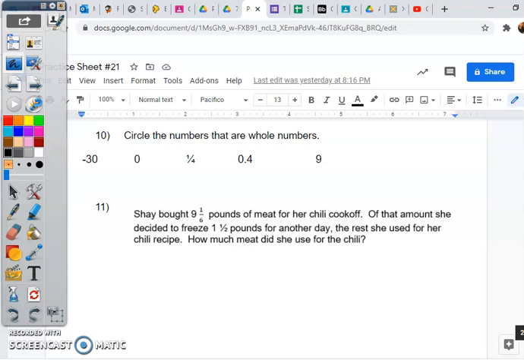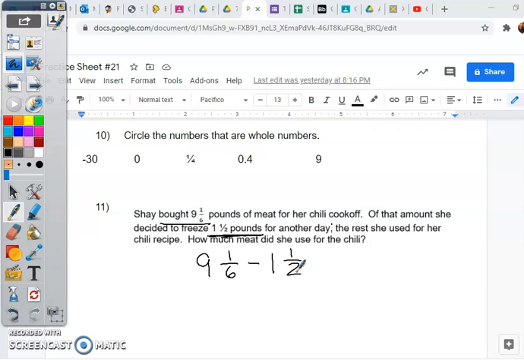This says, Shay bought 9 1/6 pounds of meat for her chili cook-off. Of that amount, she decided to freeze 1.5 pounds. So she bought 9 1/6. She's going to freeze this much for another day. The rest she uses for her chili recipe. How much meat did she use for the chili? So obviously she didn't use all of this because this is how much she saved to freeze for another day. So how much is the rest? Well, we would subtract that, right? 9 1/6 minus 1 1/2.